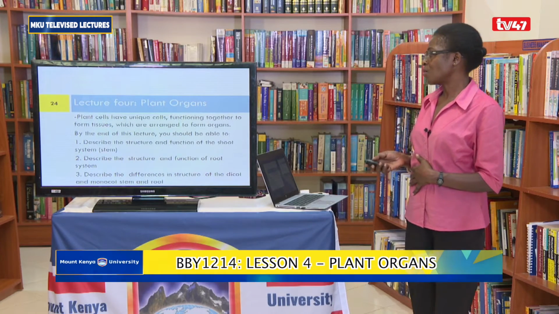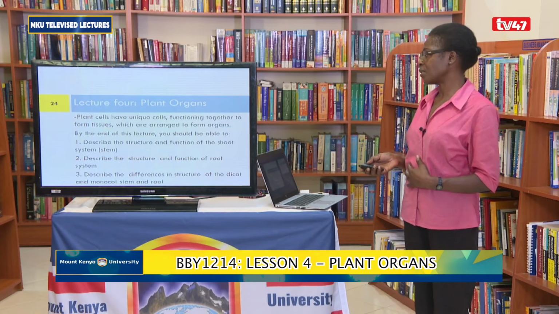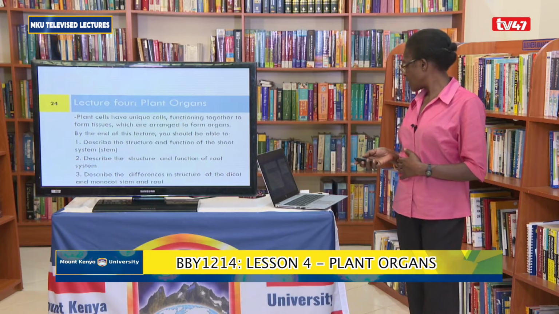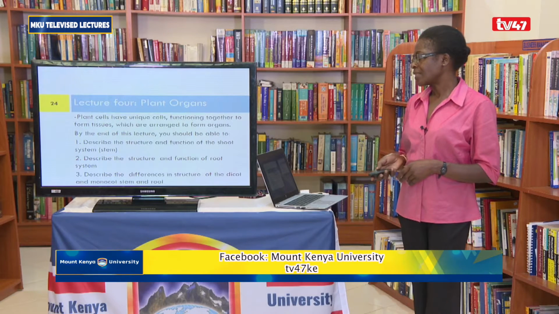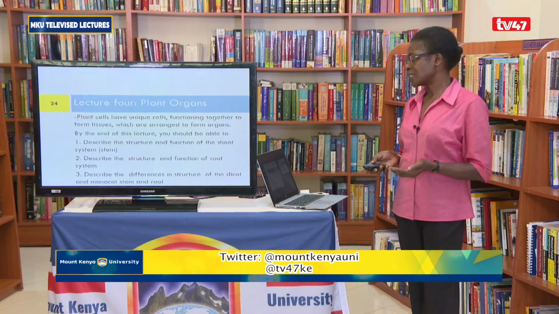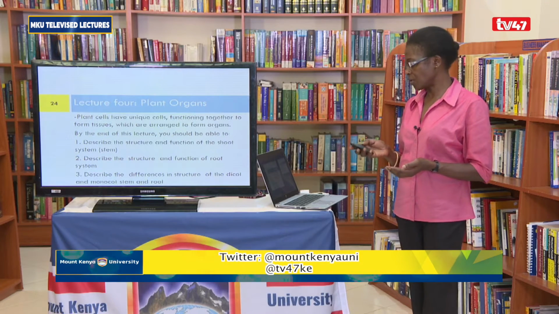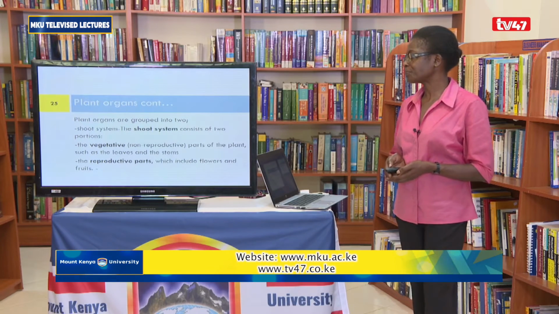So here now we shall look at the structure. As we talk about the plant organs, we look at the structure of the shoot, the structure of the root, and look at the differences in the structure of the dicot and monocot stems and roots.